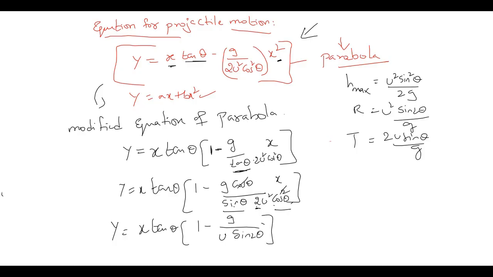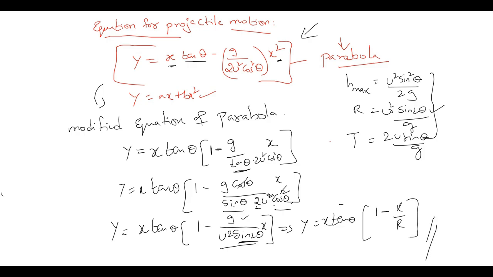Into x. Here it is u square sin 2 theta by g, but it is in reverse, right? It means I can write this one as 1 by R, 1 minus x by R, understood? So this is the modified equation of projectile motion. Whenever we have the equation in terms of range, we can use this.